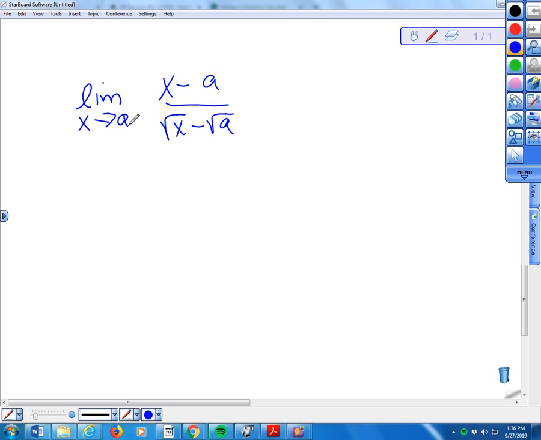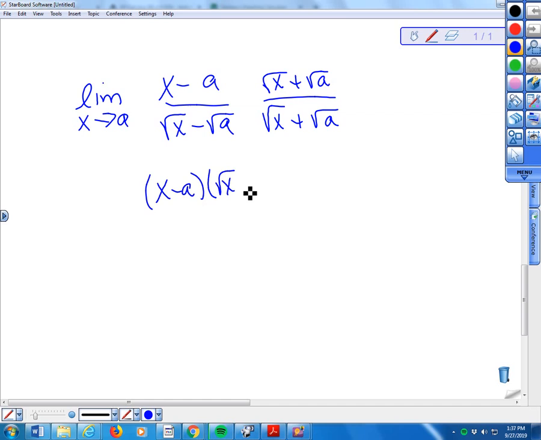So this is where the conjugate comes in. I'm going to multiply by the conjugate. And now I'm not going to distribute the numerator. I'm just going to leave it. But I am going to go ahead and FOIL this. And if you recognize this, this is just the difference of two squares. So all I have to do is square the first term, which is x, and then square the next term, which is a.